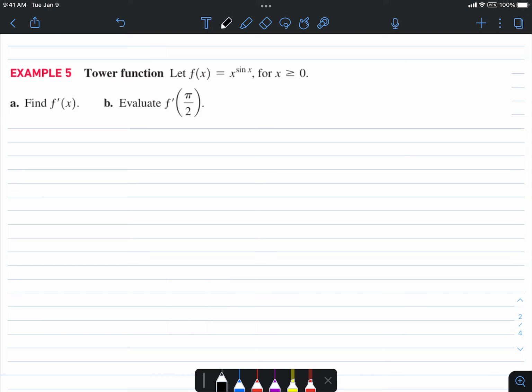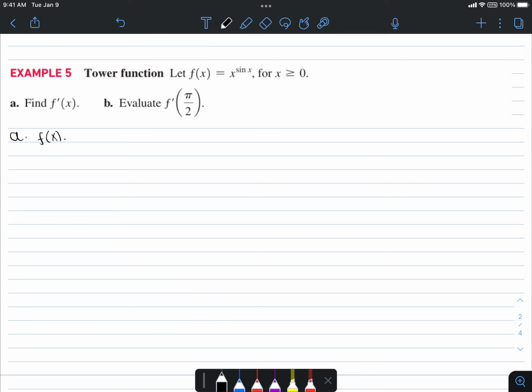So these are called tower functions. I don't refer to them as that most of the time, but what I will do is show you how you generally deal with them, and I think that should be enough to help you when you encounter one of them in the future. It's more important to remember the strategy you use than to remember the name the function has.